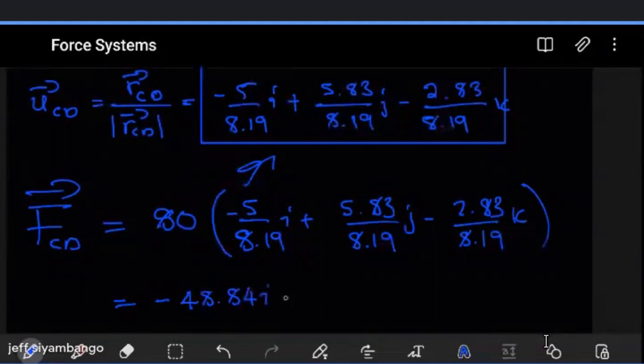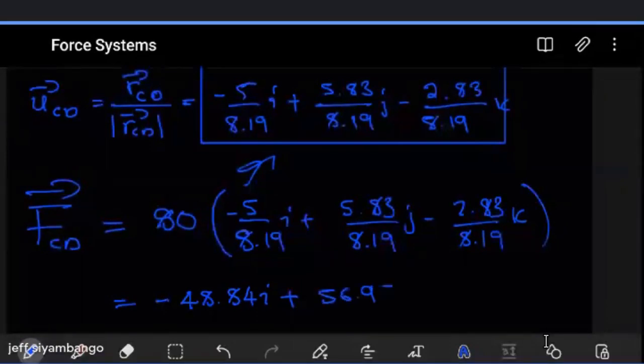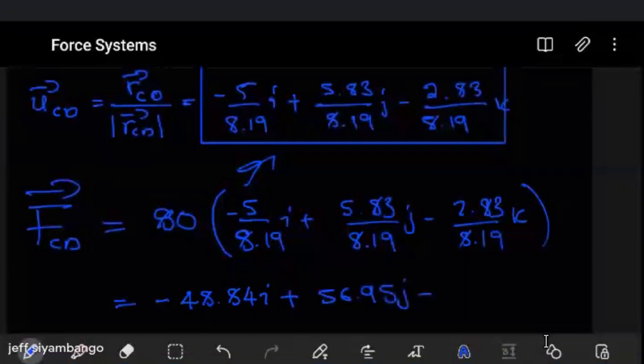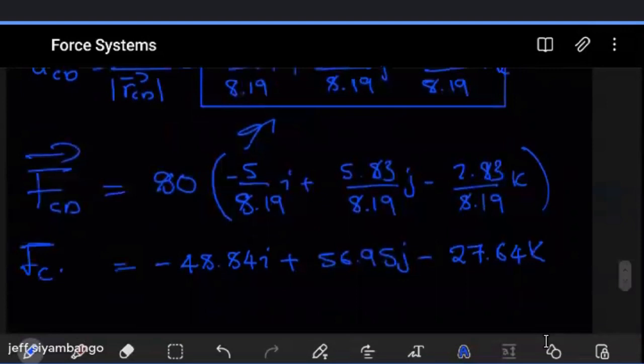48.84 I. Then do the same thing to the next one: 56.95. Then lastly, 27.64 K. So we have got our force as well, the force from C to D.